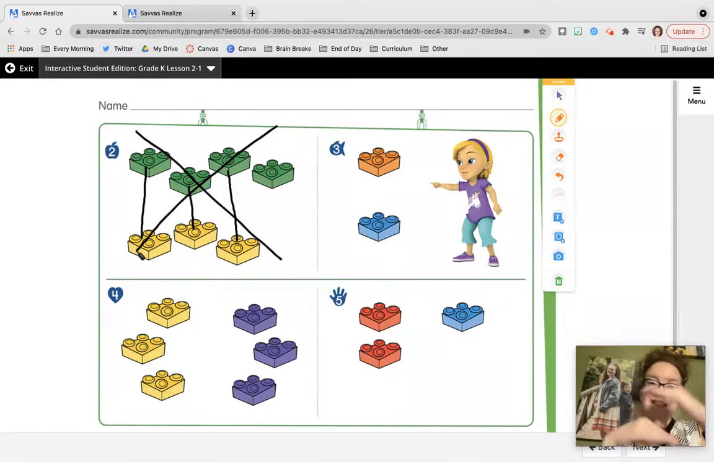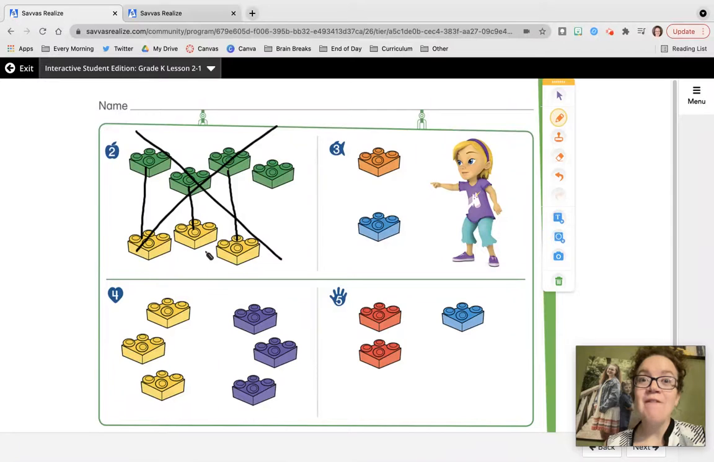They are not equal. Show me with your hands. Not equal. Show the guest teacher. Not equal. Nice job. Make sure your picture looks like mine.